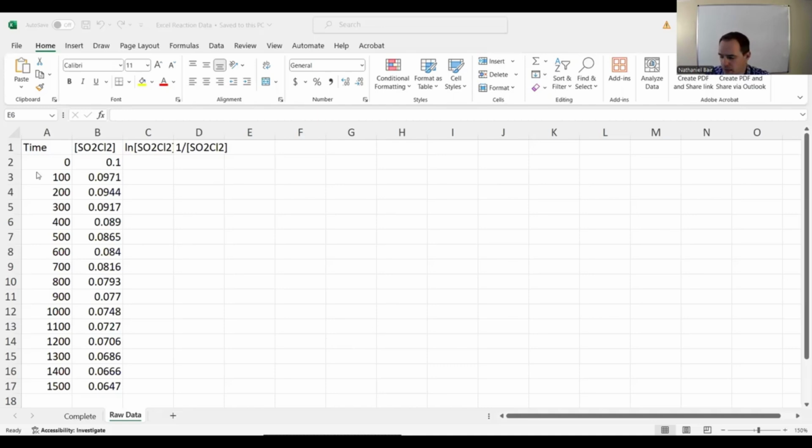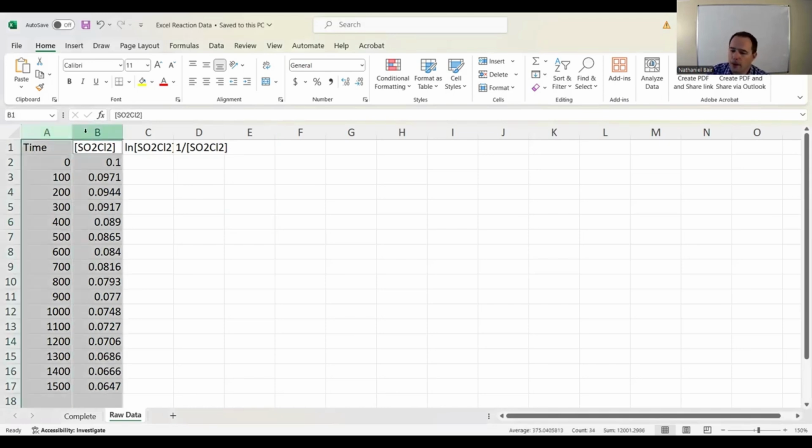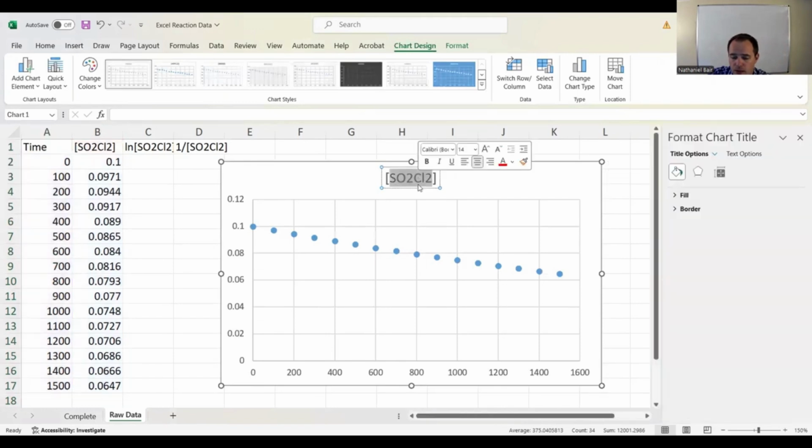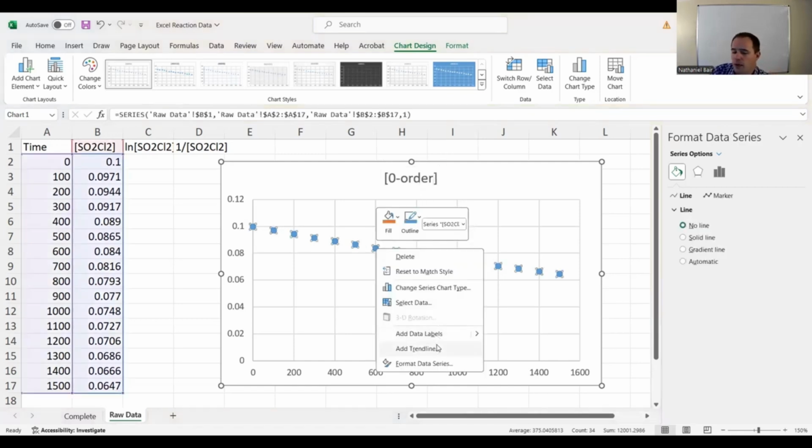So here's that exact same data. I just typed it all into Excel here. And I want to show you how this would work. I can show you how fast this is once you have all your data entered. The first thing we can do is check the 0 order fit. So 0 order is concentration versus time. All we would have to do is make a graph. So you would do an XY scatter plot. And we're just going to name this 0 order. And then to determine how good of a fit it is, we would add a trend line.